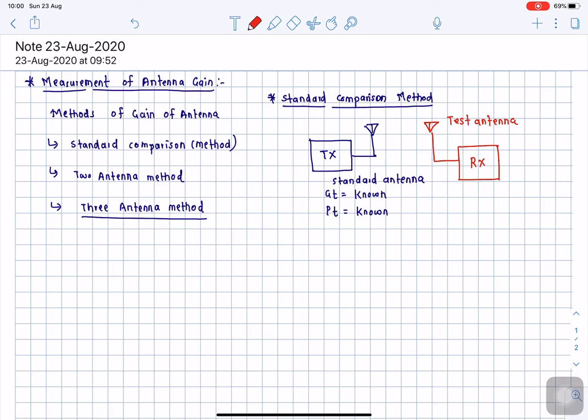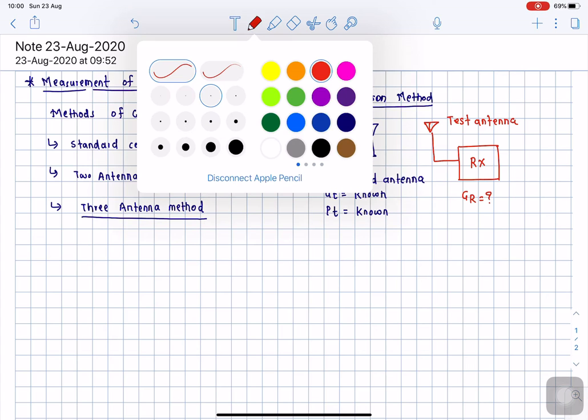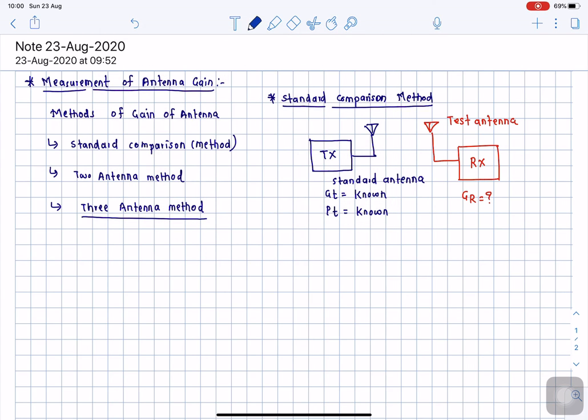Okay, so here we want to calculate the gain of this particular antenna. The distance or spacing between these two antennas is, let us say, capital R. This capital R satisfies the condition of far field, right? So I will write over here, this is located in the far field distance. After making this type of arrangement, we will start the operation.